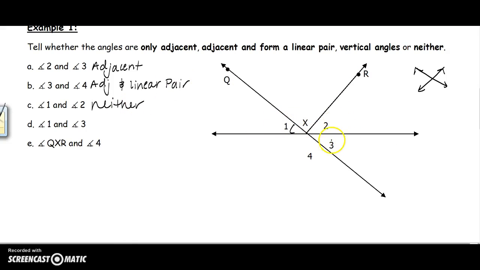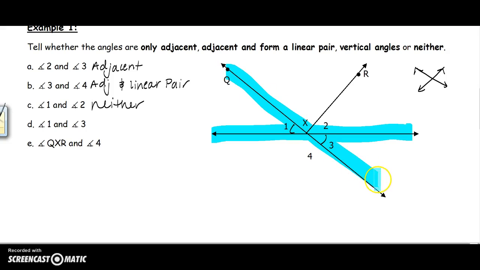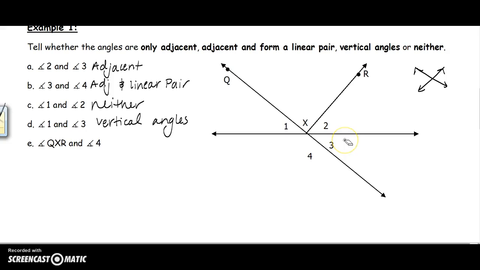Take a look at 1 and 3. These also look like vertical angles. You have one continuous line here and another there. Therefore, these two angles were formed by two continuous lines that are intersecting, so these are vertical angles. And lastly, Q X R and 4. They look like, again, vertical angles, but they're not. They're neither.